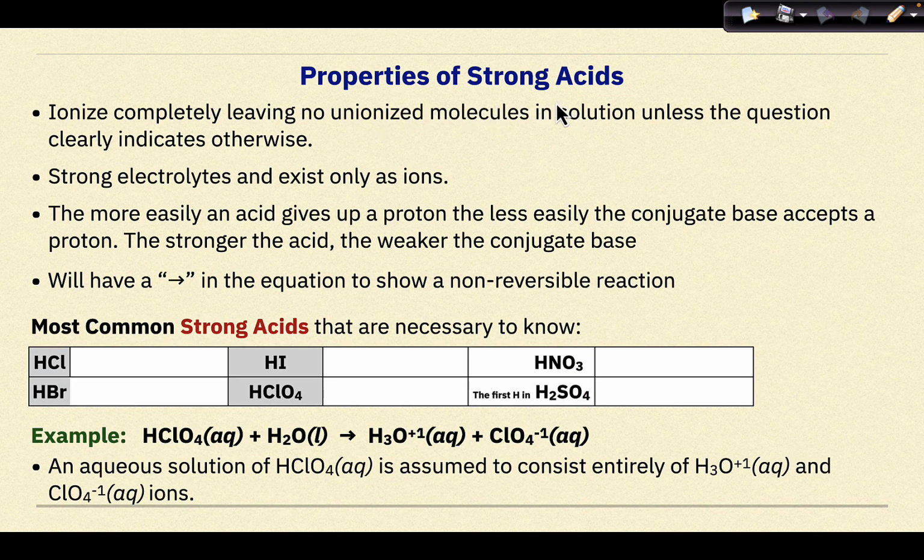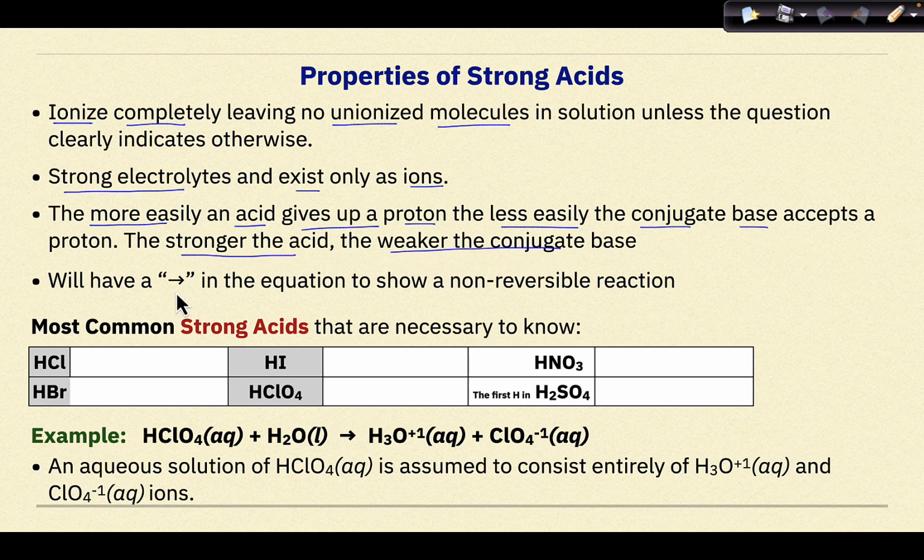Properties of strong acids. Strong acids will ionize completely, leaving no unionized molecules in solution unless the question clearly indicates otherwise. Strong acids are strong electrolytes and exist only as ions. The more easily an acid gives up a proton, the less easily the conjugate base accepts a proton. The stronger the acid, the weaker the conjugate base.